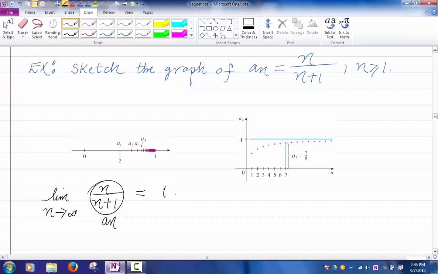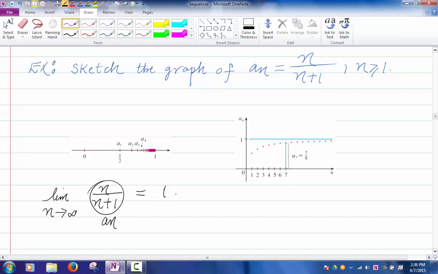So when n is 1, the height of the point at 1 would be a1. What is a1? a1 is half. What is a2? a2 is 2/3. a3 is 3/4. a4 is 4/5, and so on. So the graph of a sequence is just a bunch of dots, right? Is everybody okay?